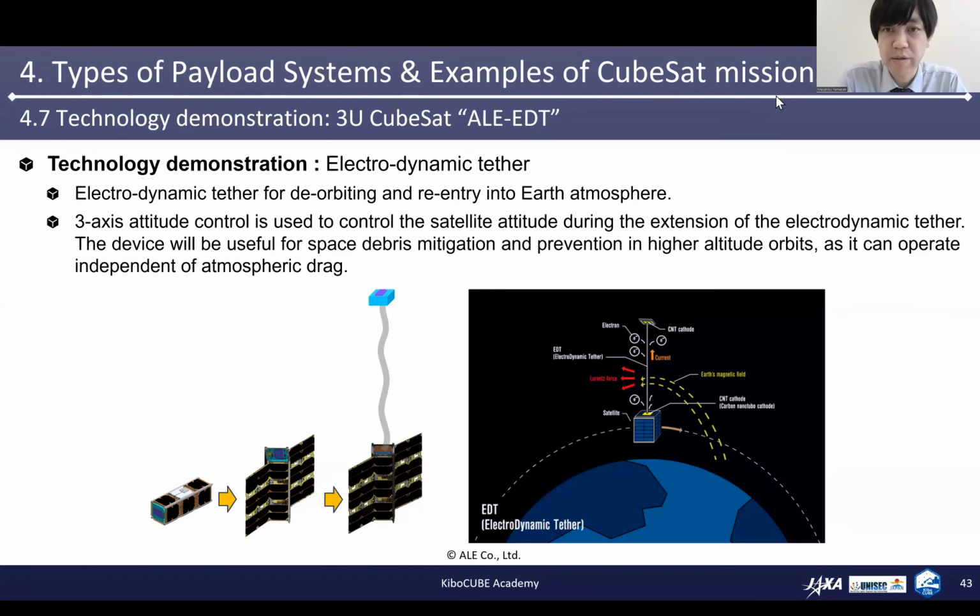The last example is the electrodynamic tether. This is a 3U CubeSat, LETT. The payload is an electrodynamic tether for deorbiting and re-entry into Earth's atmosphere. A 3-axis attitude control is used to control the satellite attitude during the extension of the electrodynamic tether. The device will be useful for space debris mitigation and prevention in higher altitude orbit, as it can operate independent of atmospheric drag.